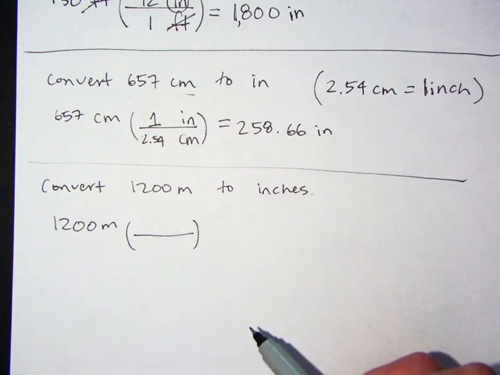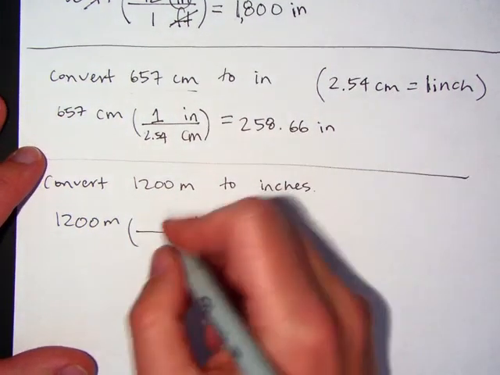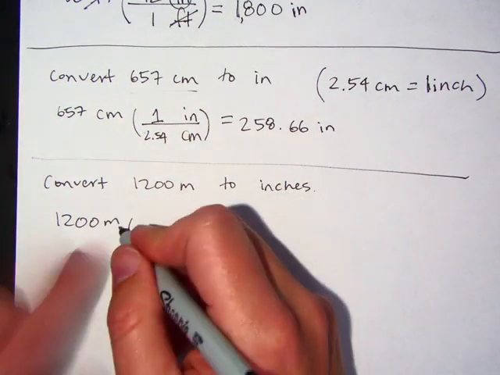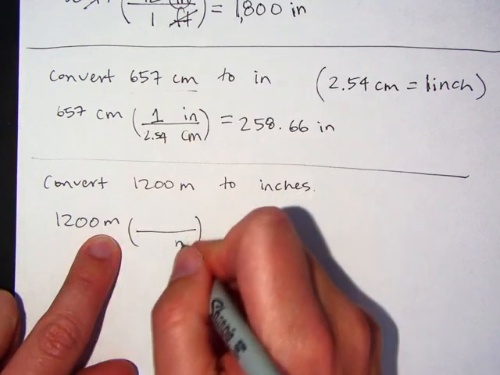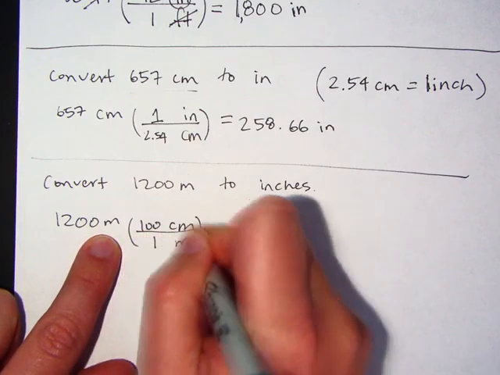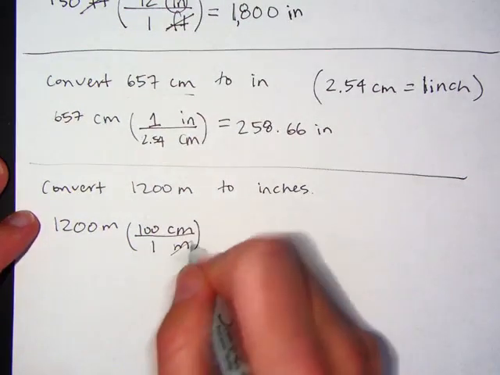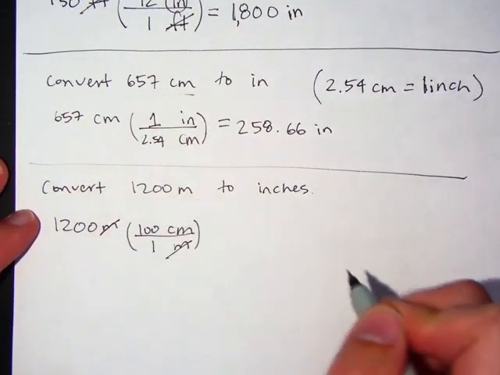So how many centimeters are in 1 meter? How many cents are in $1? 400? Probably 1. Let's go with 100. So lowercase m here, I'm going to put it down at the bottom to cancel it out. And in 1 meter, I know that there's 100 centimeters. That's one thing that you should probably memorize. Now, meters cancels out. That's fantastic.